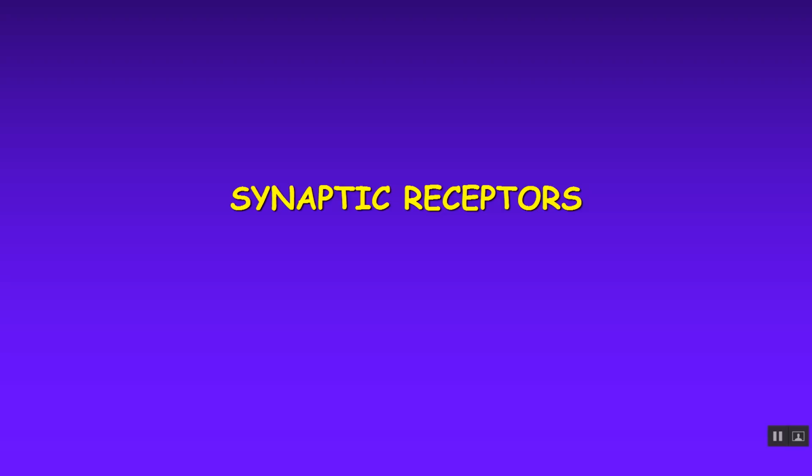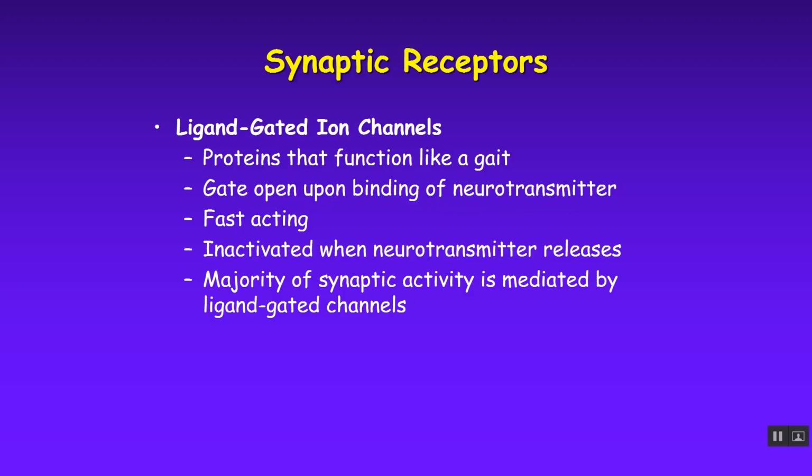Let's talk about the receptors themselves. We have ligand-gated ion channels, okay? We've talked about these a bunch, proteins that function like a gate. When the neurotransmitter binds, they open. They tend to be fast-acting. It binds, they open, it unbinds, it closes really quick, milliseconds here. We're talking just a 1 to 2 millisecond kind of thing going on here.